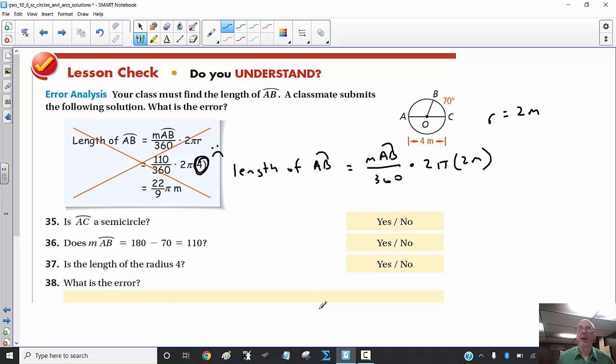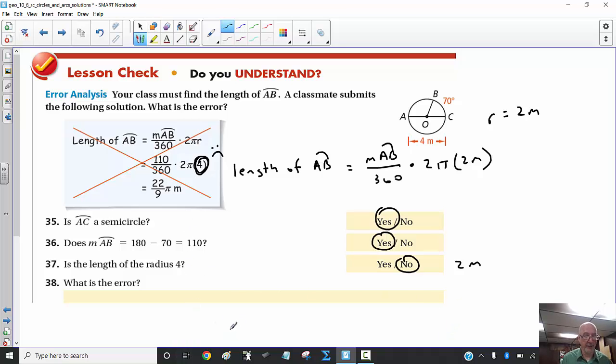Okay. All right, so let's run down the list. Is AC a semicircle? Absolutely. Does the measure of AB equal 180 minus 70, which is 110? Absolutely. Is the radius 4? No. It's 2 meters. So what's the error? Yeah, the person put a diameter instead of a radius.